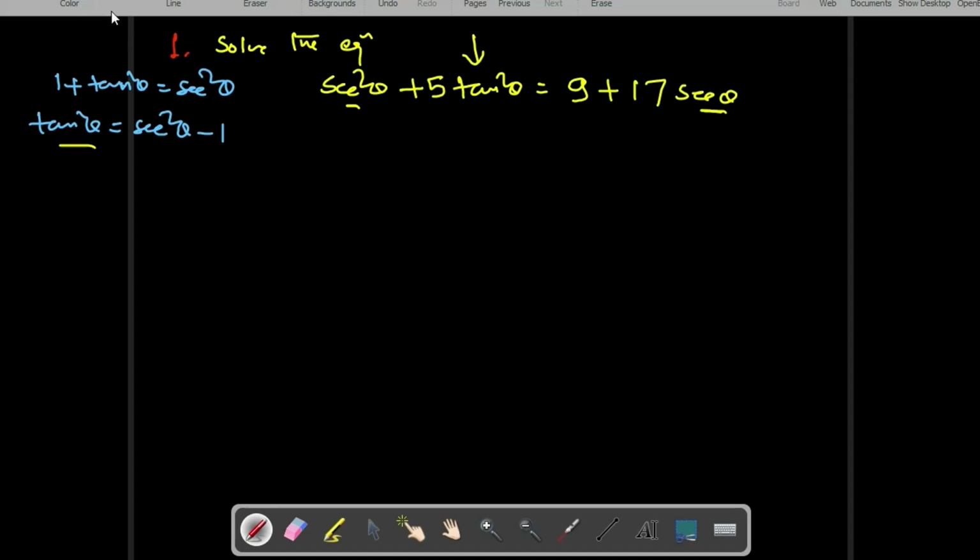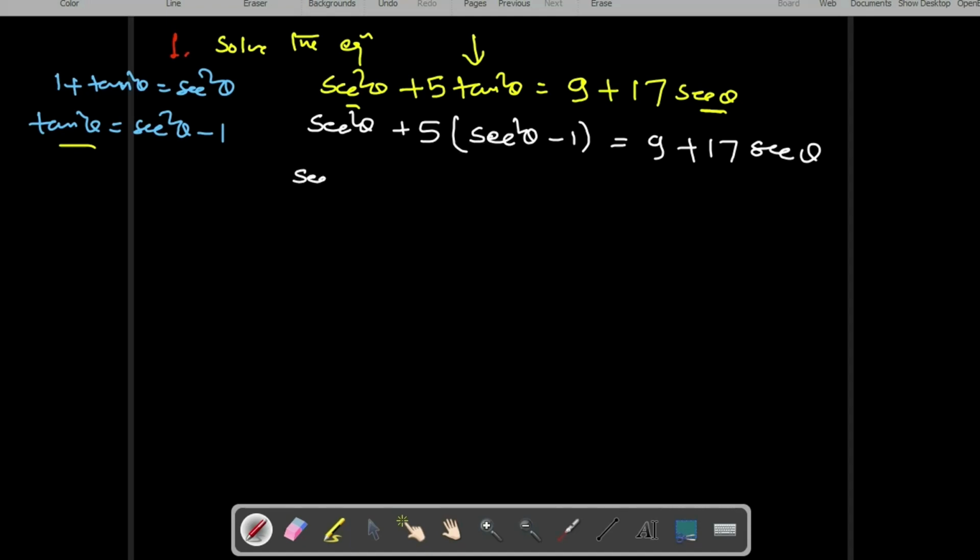Okay, so let's solve this one. First, I will convert tan into sec. So tan square theta is equal to sec square theta minus 1, so I am going to substitute this value: 6 sec square theta plus 5 into the bracket sec square theta minus 1 is equal to 9 plus 17 sec theta. Now just open the bracket and check what we can write here: 6 sec square theta plus 5 sec square theta minus 5 is equal to 9 plus 17 sec theta.